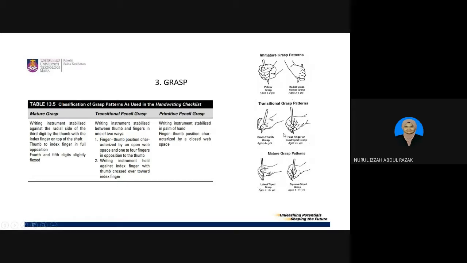Then the next one is the transitional grasp pattern. Transitional grasp patterns are shown when the writing instrument stabilizes between the thumb and fingers in two ways. First is the finger thumb position, characterized by the open web space and 1 to 4 fingers in the position of the thumb. Then the writing instrument is held against the index finger with the thumb crossed over the index finger. Okay, the last one is the mature grasp pattern. This is the common one that we always encourage the kid to write with, which is the lateral tripod grasp and the dynamic tripod grasp.